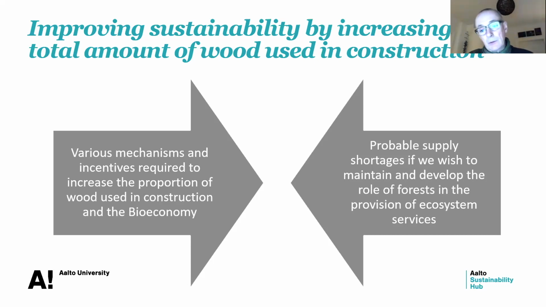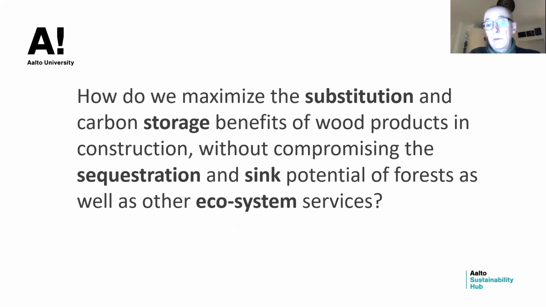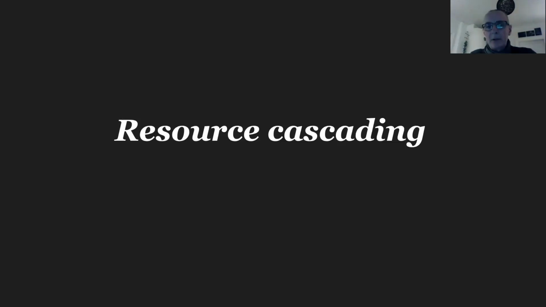Of course, one way of helping is to think about how we utilize the materials more effectively. How can we maximize the substitution and storage potential of wood products without compromising the sequestration and sink potential of the forest? This is something that really needs to be thought out. And it comes down maybe to resource cascading, which is a potential approach.